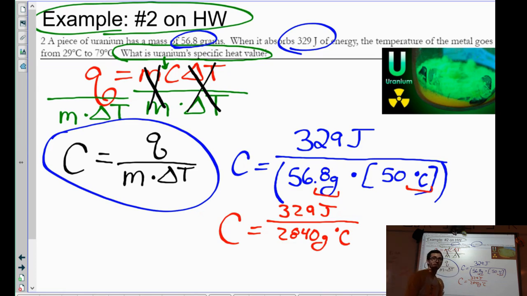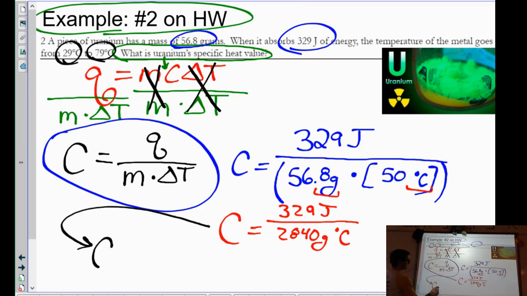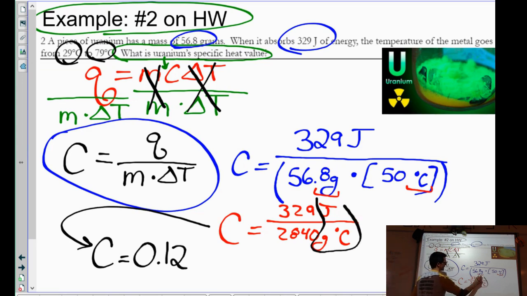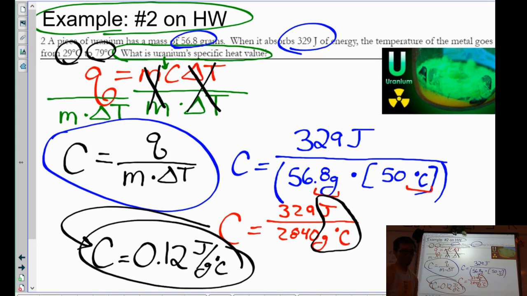And now we divide. If we're in honors and we're doing sig figs, we have two sig figs there and two sig figs there. That's the lowest number, so our answer will round to two sig figs. I'm going to bring it over here. C equals 0.12, and check out my lovely units. You can also check your notes for the units. The C values in the document at the bottom have all the units in there. Joules per gram degree Celsius. Wham, bam, thank you, sir.